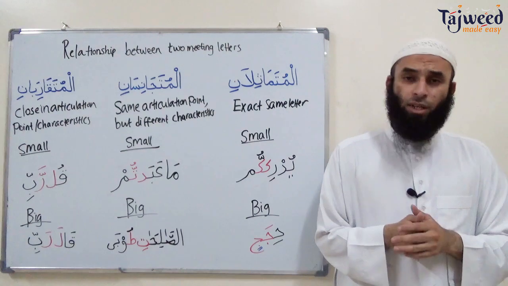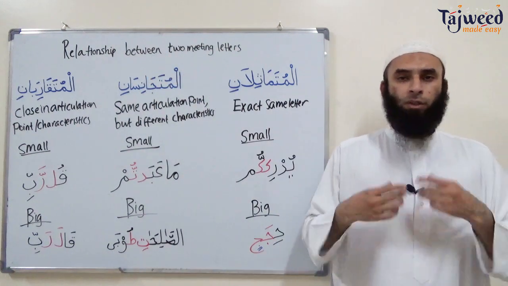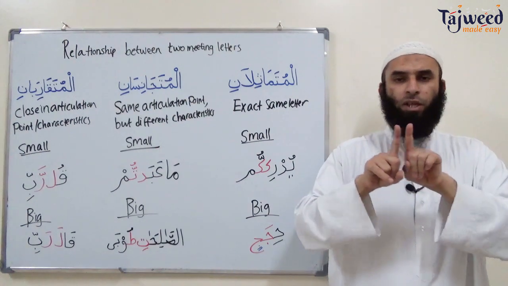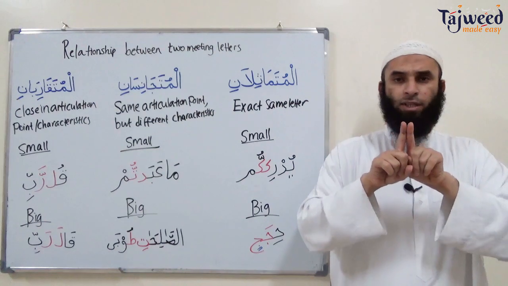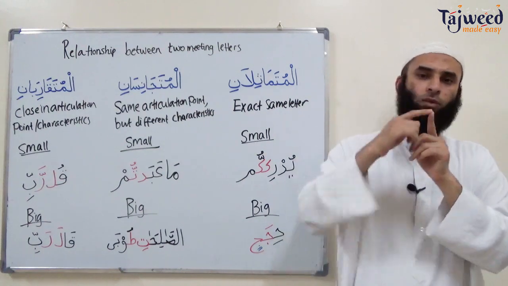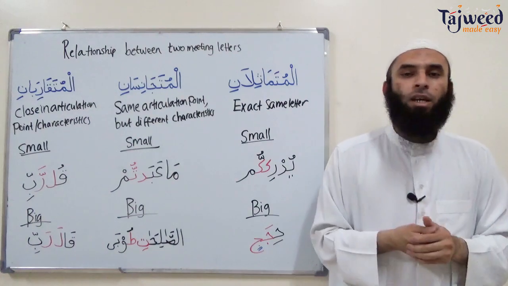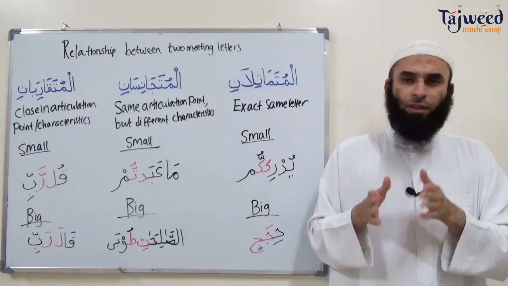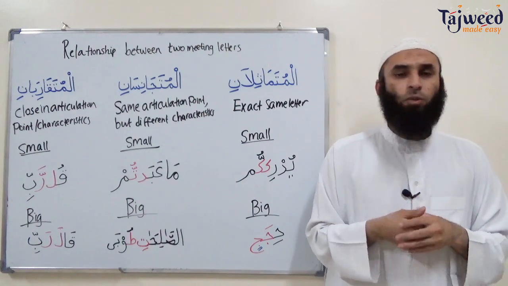Today's lesson we're going to start a new topic, which is the relationship between two meeting letters. When two letters meet each other, they're next to each other. Because in the Arabic language, sometimes the first of the two letters will not be pronounced but will be merged onto the second letter. And other times, both letters have to be pronounced clearly. So today we're going to find out the different categories, the rules, how to apply the rules, and some of the exceptions to these rules.